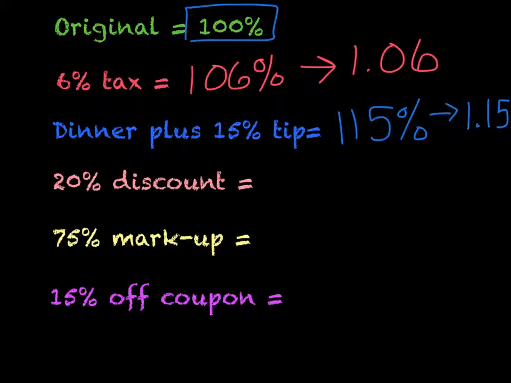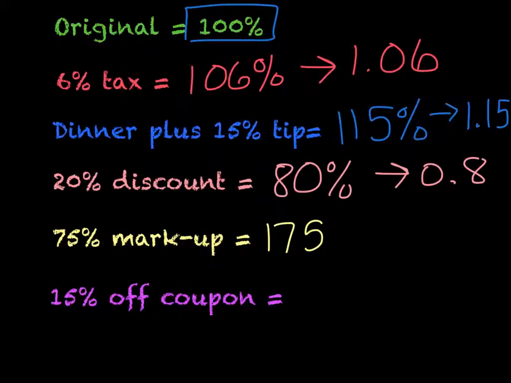So a 20% discount, if I go to Kohl's and have 20% off everything, is a discount. Starting at 100%, I'm going to subtract 20%. That means I'm going to be paying 80%. And in decimal form, that would be 0.8. A 75% markup: if I own a company, I buy some products, and then I sell them at an increased rate. So basically I would be selling it for 175% of the original. Change that to a decimal, and that would be 1.75.